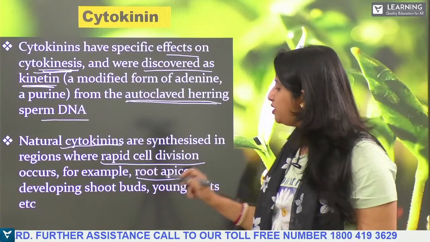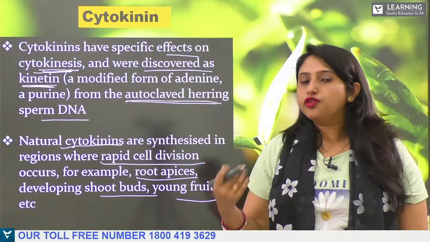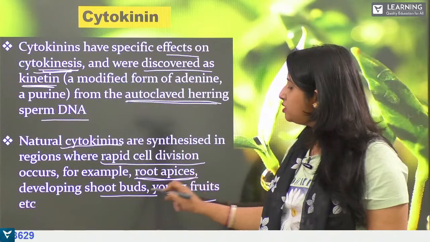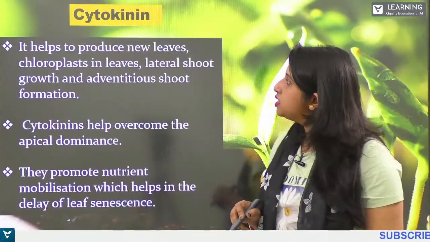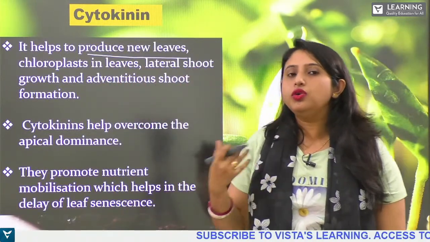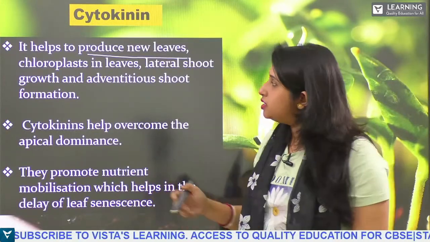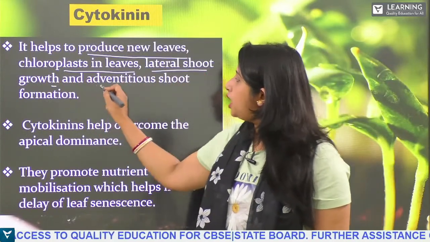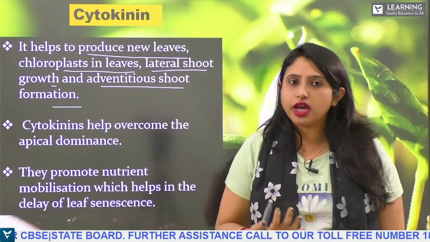For example, the root apices, developing shoot buds, and young fruits. So from where can we extract cytokinin naturally? That is the root apices, the shoot buds, and the young fruits. Okay, clear? Next, cytokinins also help to produce new leaves, and they help with chloroplasts in the leaves, lateral shoot growth, and adventitious shoot formation. So these are also functions of cytokinin.